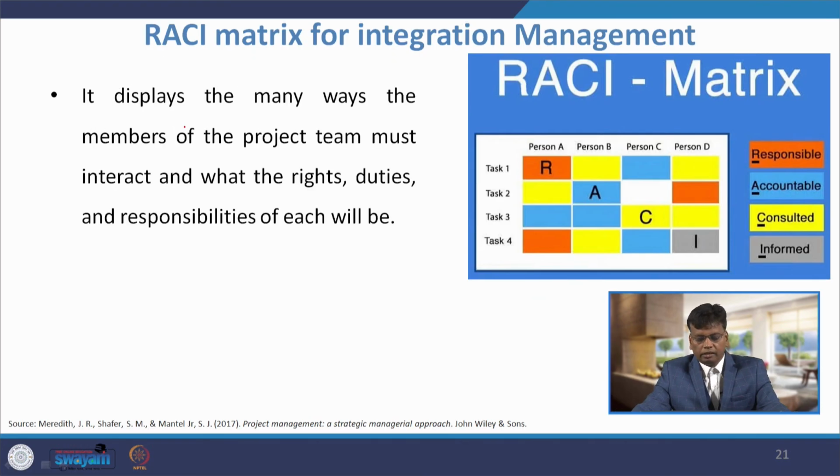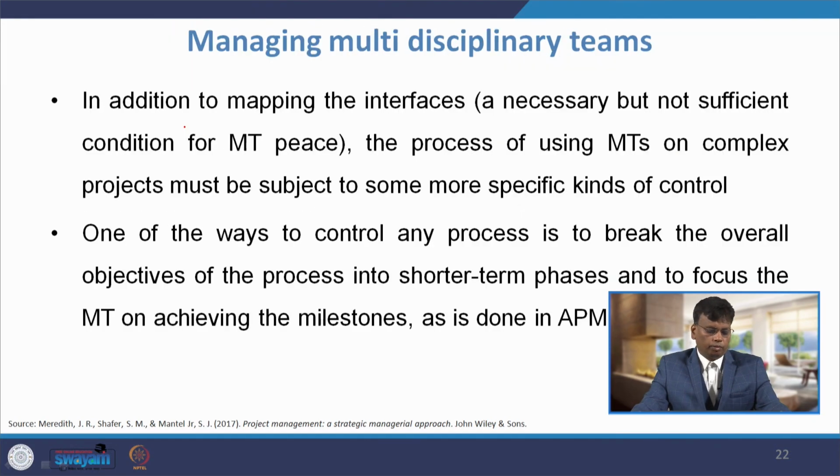This RACI matrix displays the many ways the members of the project team must interact and what the rights, duties and responsibilities of each will be. What will happen if everybody understands the RACI matrix? For example, person A knows exactly that he is responsible, so he will take all the activities. Person B is only accountable, person C is only consulted, person D is only informed. So, with the help of this RACI matrix, we can easily achieve integration management.